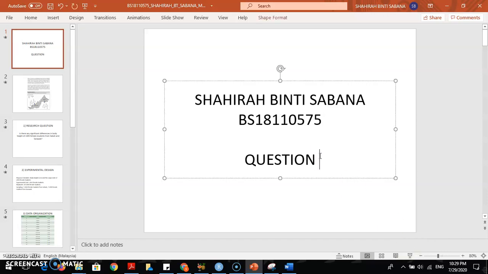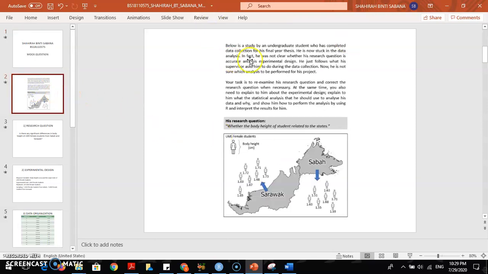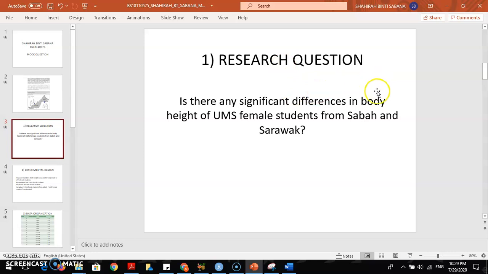This is the mock question that I tried. This is the question, as you can see. This is the mock question. So continue to the research question.